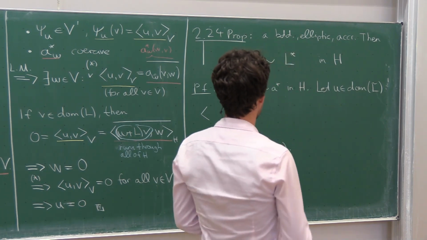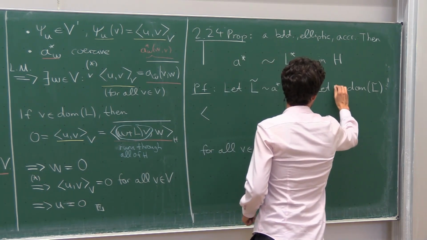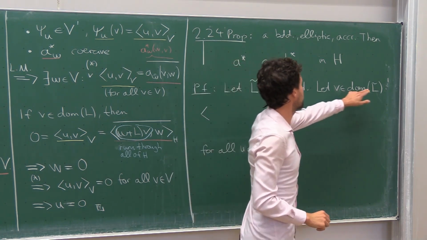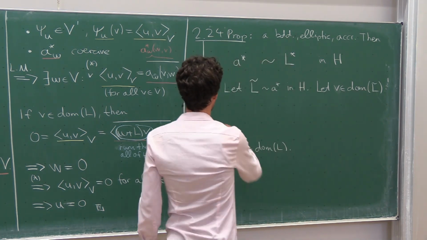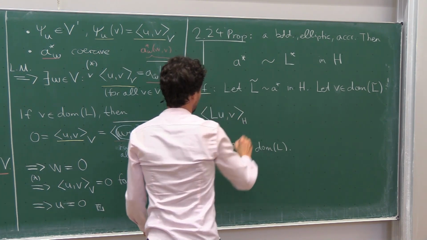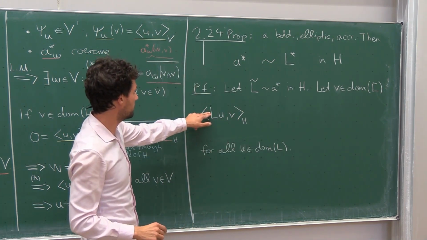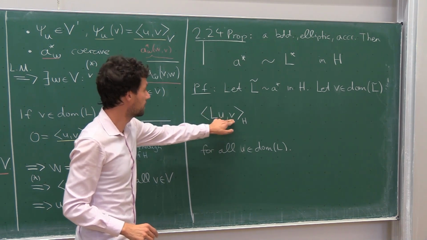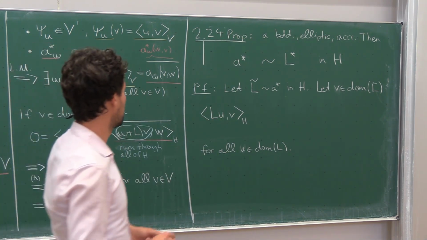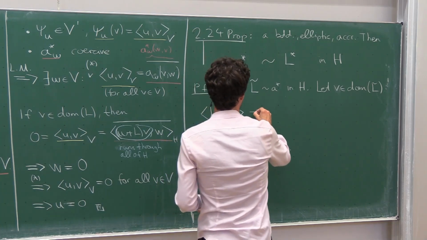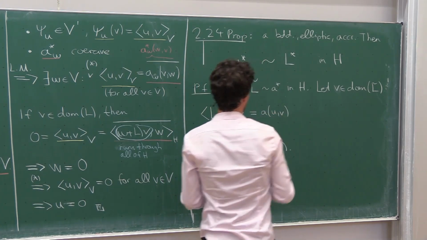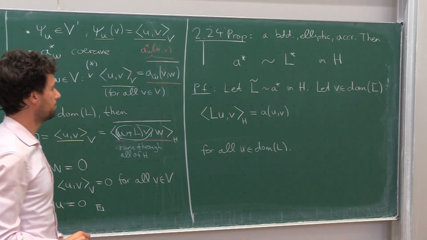All right. For some reason I want to use notation exactly the other way around. So V is in the domain of L tilde and U is in the domain of L. What can I do? U is in the domain of L, so I can write down L of U, and I can test it against V in H. And then because L is associated with the form A, this is going to be A of UV.